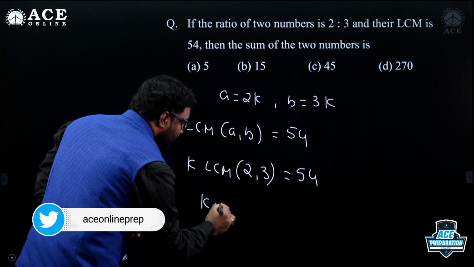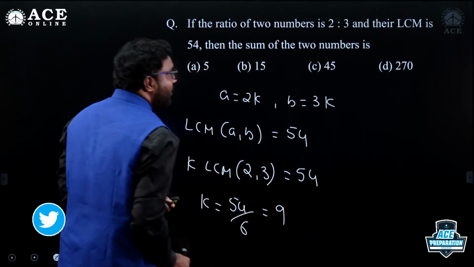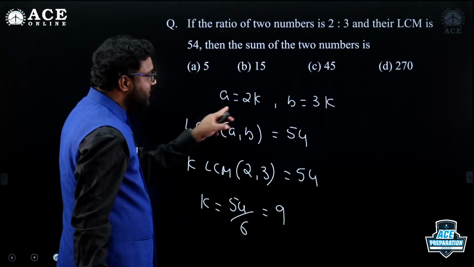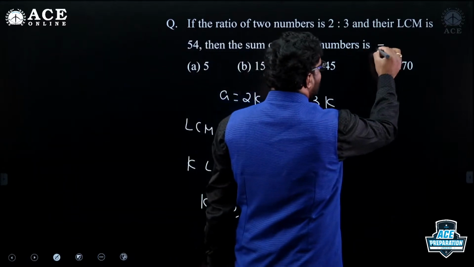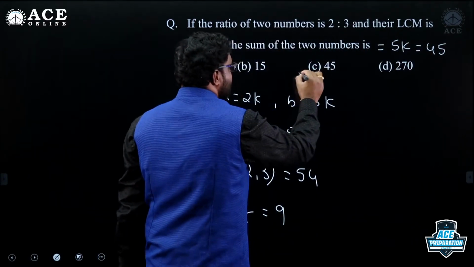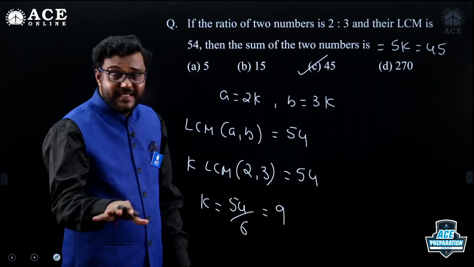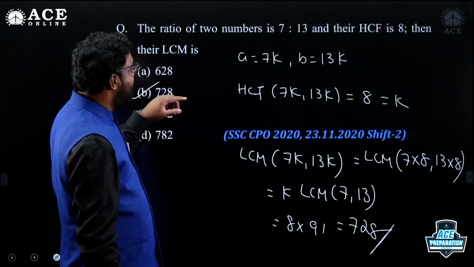We can find K is nothing but 9. Now the question is regarding the sum of the two numbers, which is 5k. 2k plus 3k, 5k. You know k value is 9, we'll get 45, my dear friends. Now LCM is given, previously HCF was given. I hope you are getting the clarity for this question now.